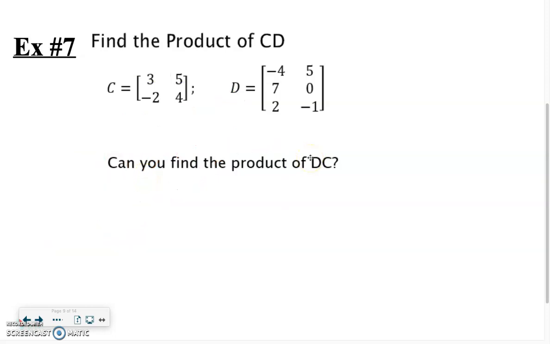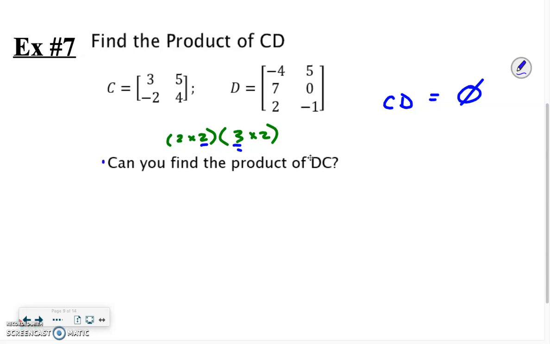All right, so our task here is to find the product of CD. So remember, before we actually start multiplying anything out, it's going to be wise for us to figure out whether or not it can be done. So we know that matrix C has order 2 by 2, matrix D has order 3 by 2. So remember, in order to pull this off, the middle numbers have to match, and very clearly they do not match. So the product of CD is undefined. It's not going to work. Literally could not do it.